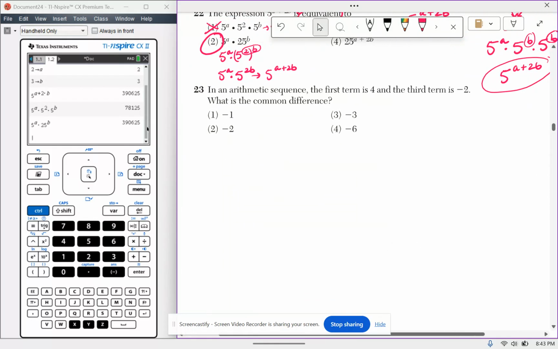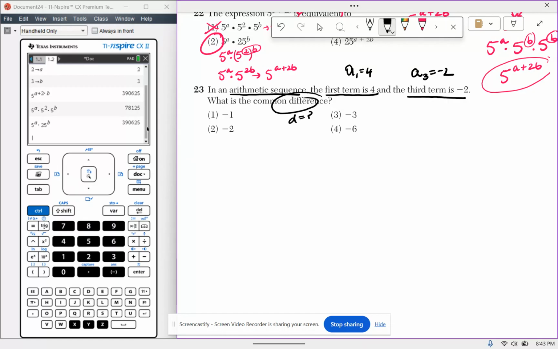23. In an arithmetic sequence, the first term is 4. Okay, so this is giving me some good info. Arithmetic sequence, first term is 4. The third term, sorry, in IB they always use U's. I always forget to switch for them. In algebra, it's an A. Okay. The third term, a sub 3, is -2. What is the common difference? So we're trying to solve for D.